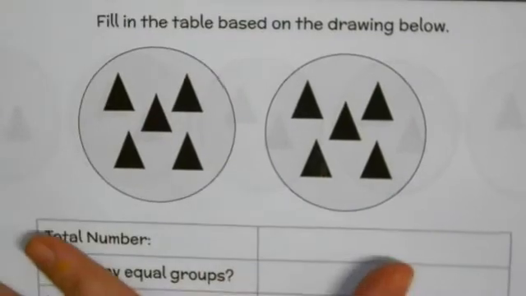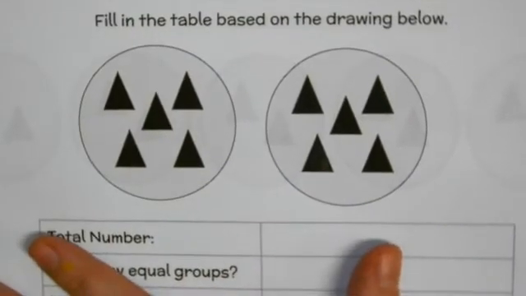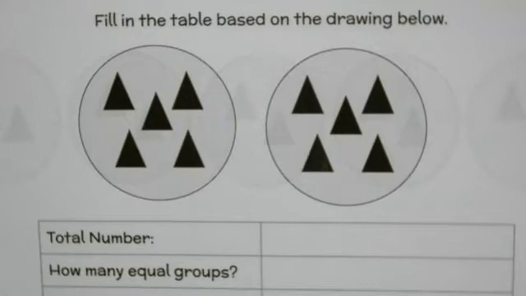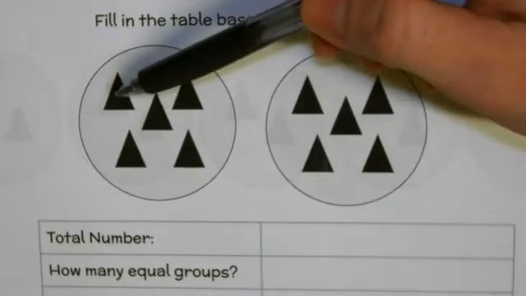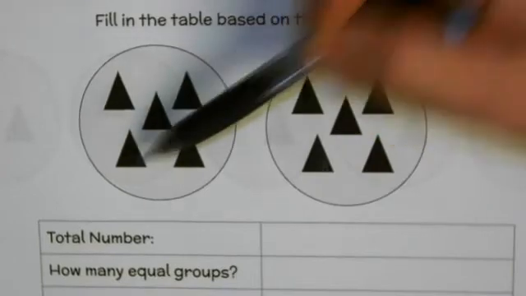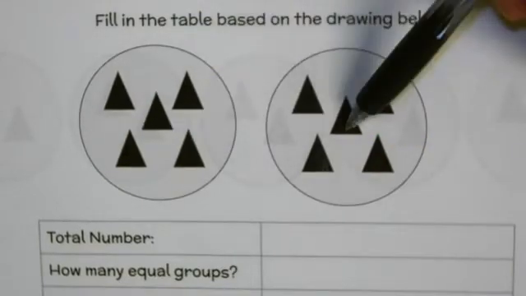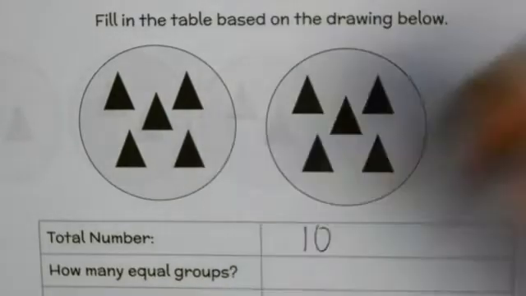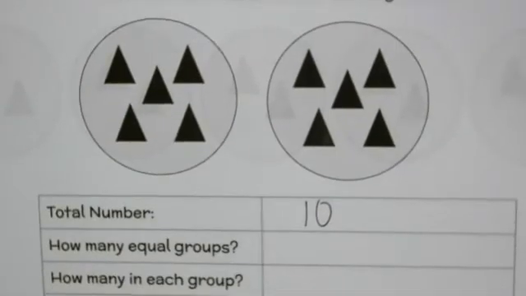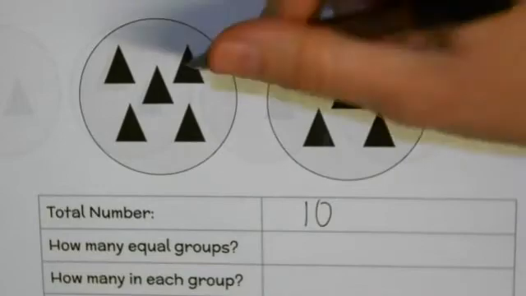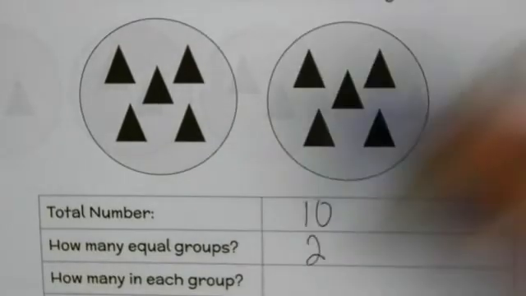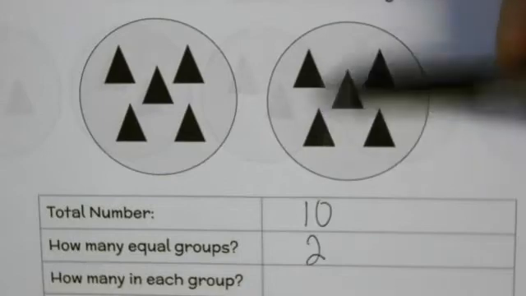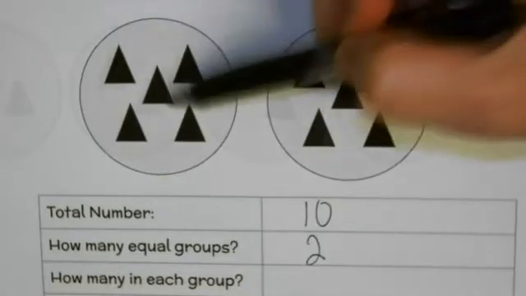All right, fill in the table based on the drawing below. So total number. They want to know how many total number of triangles we have. 1, 2, 3, 4, 5, 6, 7, 8, 9, 10. So I have 10 total triangles. How many equal groups? So I have 1, 2 groups. How many in each group? 1, 2, 3, 4, 5. 1, 2, 3, 4, 5.